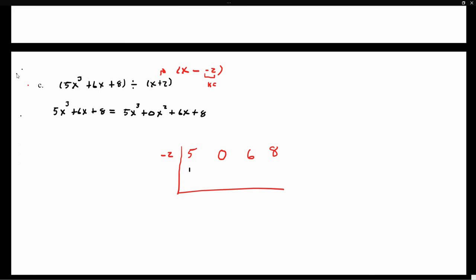Always bring the first one down. So that's a 5. And then multiply. 5 times minus 2, well, that's minus 10. 0 plus minus 10, well, that's minus 10. And then we multiply. Negative 10 times negative 2, so that's 20. 20 plus 6, that's 26. 26 times negative 2, that's minus 52. And minus 52 plus 8, well, that's minus 44.